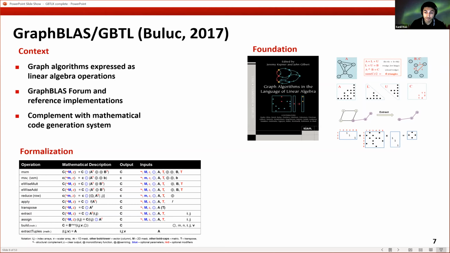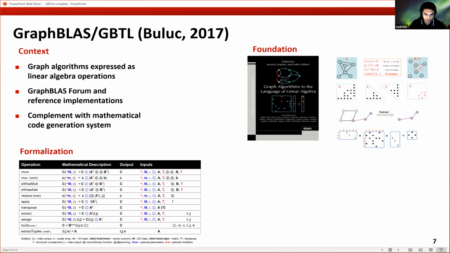Additionally, we have the GraphBLAS forum, which is a place to provide continuous updates and improvements to the API. And many GraphBLAS implementations, like GBTL, provide reference implementations for popular graph algorithms. In many of the cases for these algorithms, there is more than one way that you can express it using the API. So there will be multiple reference implementations for the same underlying algorithm.